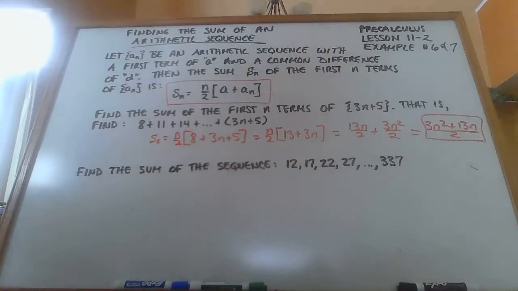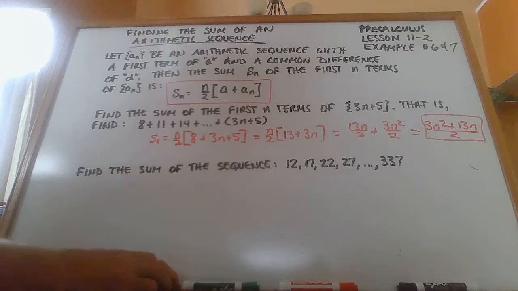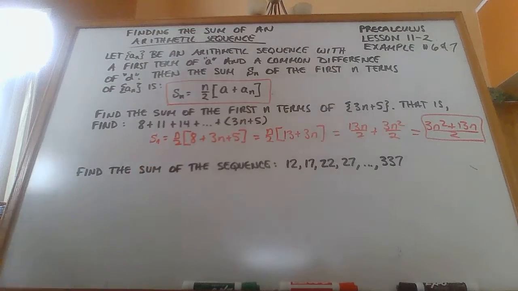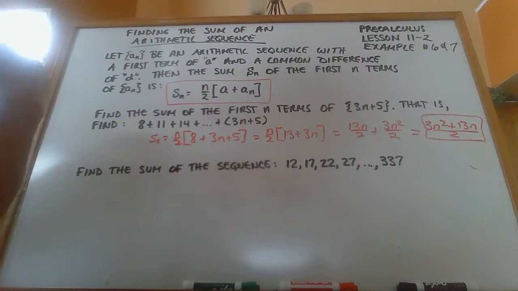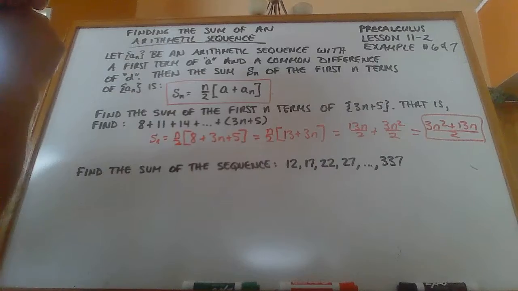You can't do any more because we don't know where the end is. So really, when you don't know what the end is, that's the easier one to do. Now on this one, we're going to find the sum of the sequence 12, 17, 22, 27, up to 337.